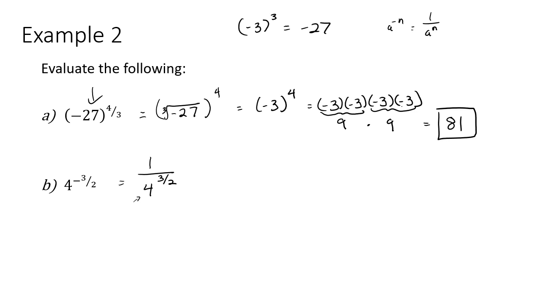So this 4 in the denominator, we need to do two things. We need to cube it, and then we need to take the square root. And once again, the square root happens to work out cleanly, so I'm going to start with that. So this would be 1 over the square root of 4 cubed, which of course would be 1 over 2 cubed, which would be 1 over 8.